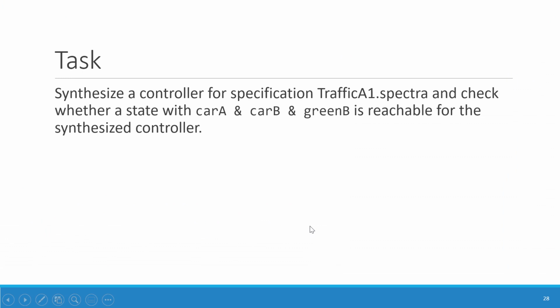Now the task for this would be: synthesize a controller for the specification traffic A1 and check whether a state where we have a car on road A, a car on road B, and green B is reachable for the synthesized controller, and then go through the steps to reach there.